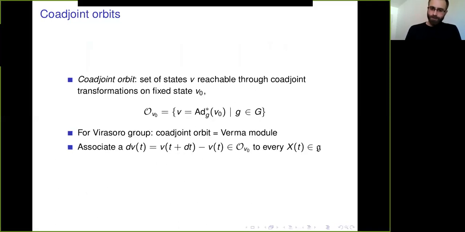Now, another notion that we need to define is the notion of a coadjoint orbit. This is simply the set of all states that are reachable from coadjoint transformations on some fixed state V naught. So this V naught here is the representation of our reference state in the dual of the Virasoro algebra. And this coadjoint orbit is then simply the representation of the module. Using this reformulation, one can associate to every infinitesimal gate X from the Virasoro algebra a certain change in the state dV, which is an element of this coadjoint orbit.